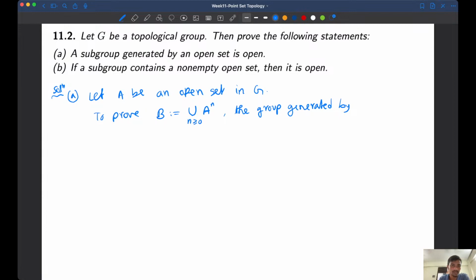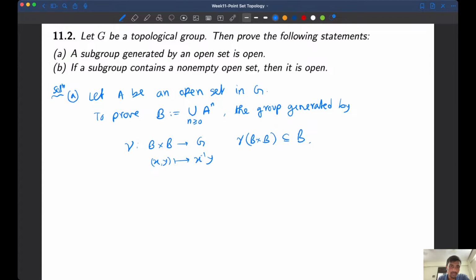Okay, maybe just for this to be a subgroup, we need this map. So basically, if I say that gamma from B cross B to, not B but G, is defined by x comma y gets mapped to x inverse y, so if gamma of B cross B is contained inside B, then we say this B is a subgroup, right?